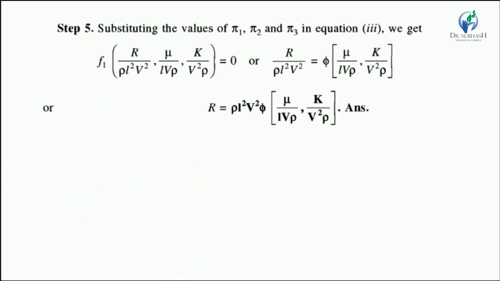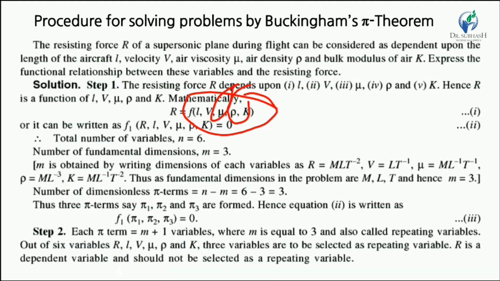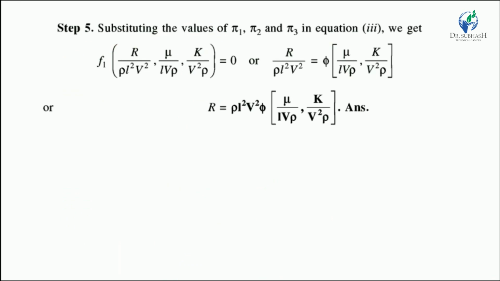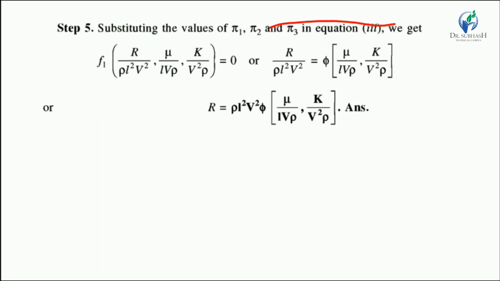Now substituting the values of pi 1, pi 2 and pi 3 in equation 3. And equation 3 is this equation. So in this equation, the function of pi 1, pi 2 and pi 3 is equal to 0. Now rearrange the equation.